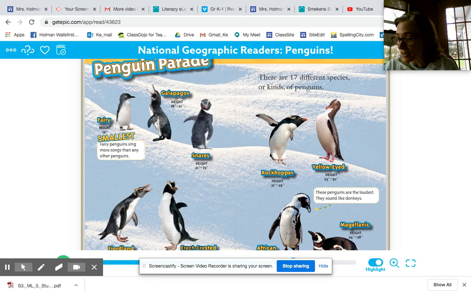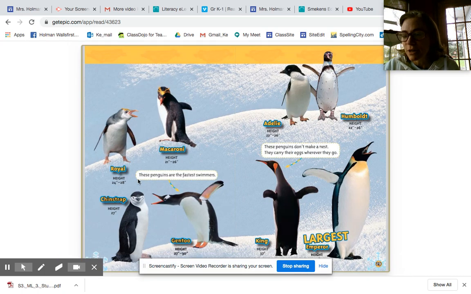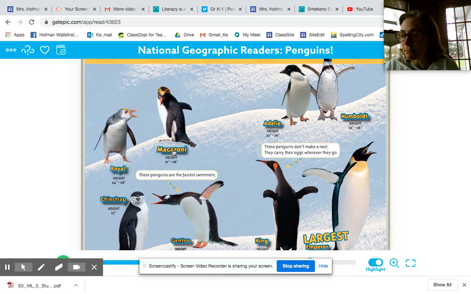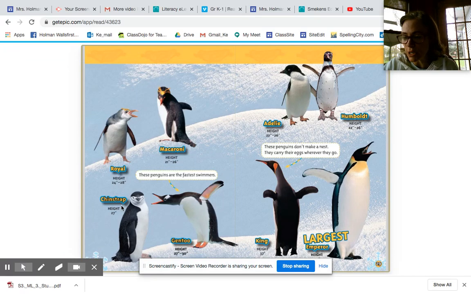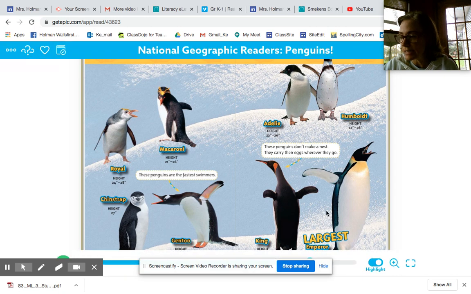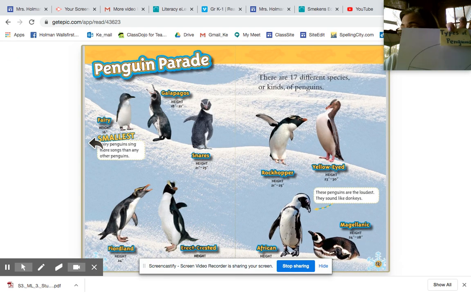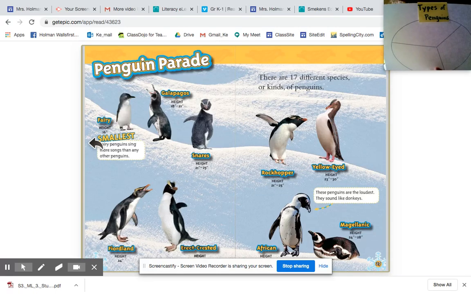But the African penguins are the loudest. They sound like donkeys. There's the royal penguin, the macaroni penguin, Adelie penguin, Humboldt, chinstrap, Gentoo, king, and the largest is the emperor penguin. So there are so many different types of penguins that we can talk about in our retell. So now you wouldn't have to pick all of these. Maybe you could just pick 3. Which 3 would you be interested in?